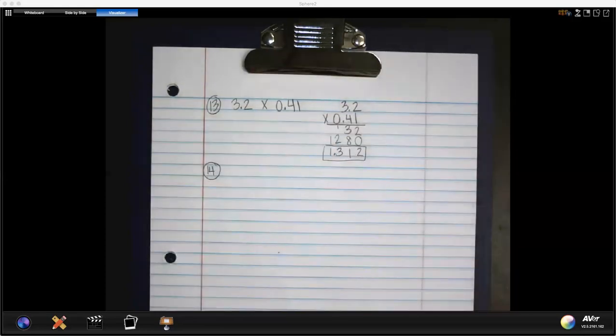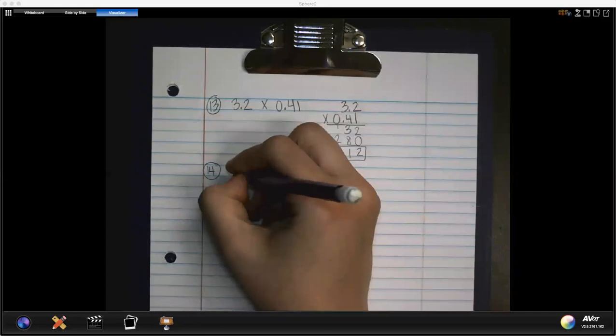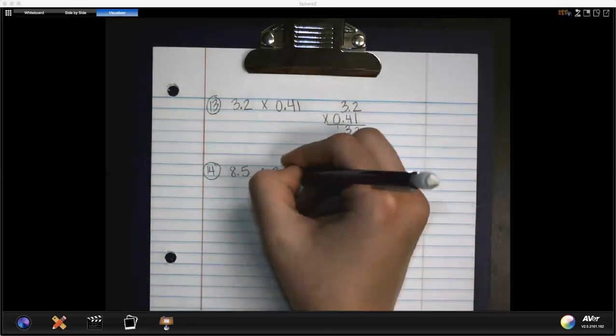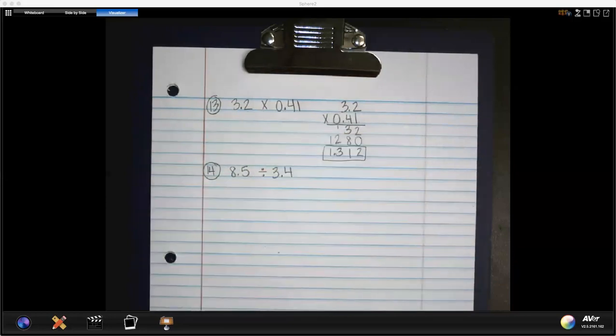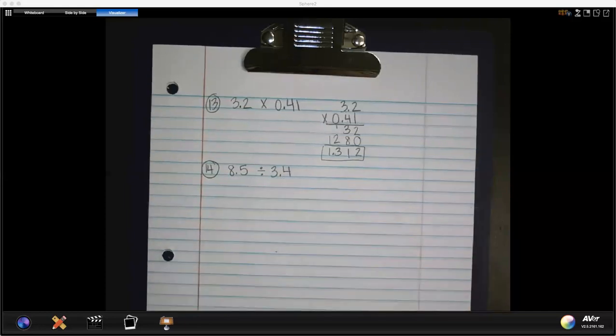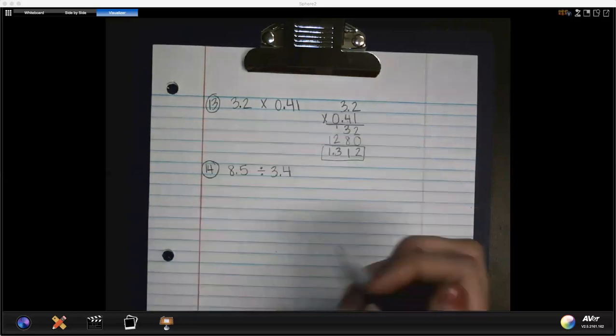Number 14. Okay, 8.5 divided by 3.4. We're gonna have to go through these a little bit quicker to make sure we get through everything, again because the grading took a little more than expected. Okay, because these are both decimals, we can make this a little easier on ourselves and take out the decimals, okay? But that does affect how our answer is, so let's show how that works.